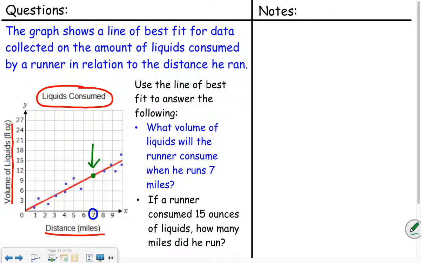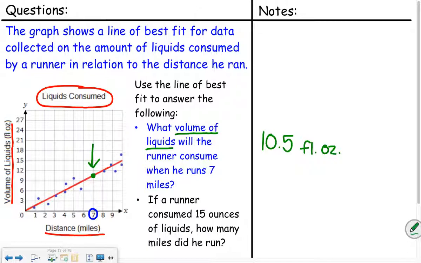And if you think about it, how many ounces can you drink? You can drink half of an ounce. So I would say 10.5 fluid ounces. And I would use your label there because they want to know how much, what volume of liquids. So 10.5 fluid ounces would make sense. All right, let's go to the second one.